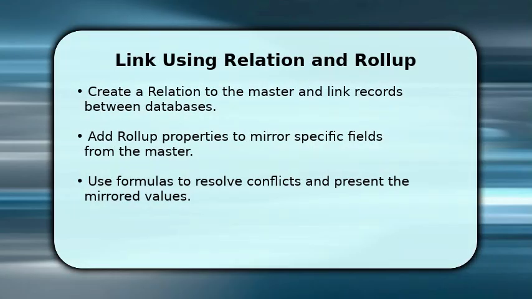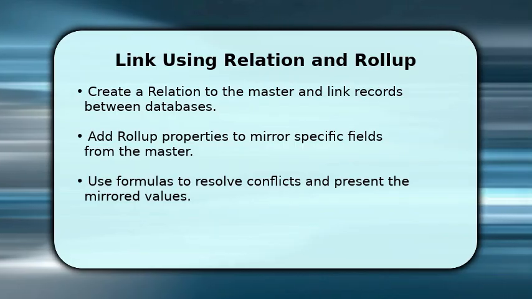In each secondary database, add a relation property that links to the master database. Link each record to exactly one master entry to maintain one-to-one mapping and avoid duplicates.